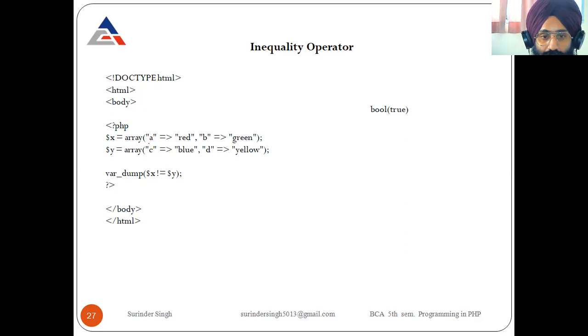Here we have the x array. In x we have keys like a, b, and values red and green, and in y keys are c and d, values are blue and yellow. Both are not equal to each other, and we are checking x not equal to y, so it returns true. This is another example of inequality. We are using the second operator of inequality. It also performs the same operation and returns true if both arrays are not equal to each other. Both have different keys, different values. Clear?